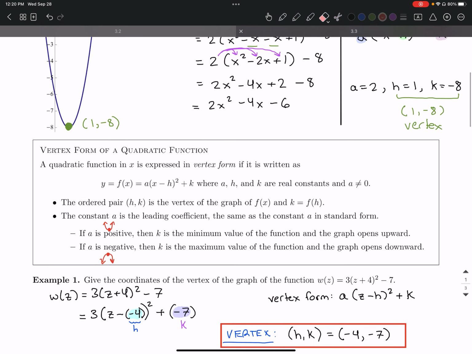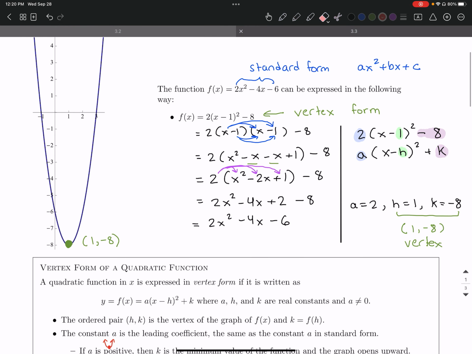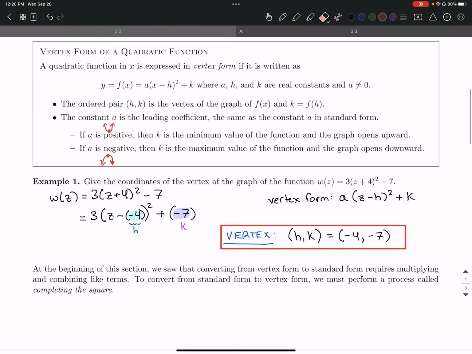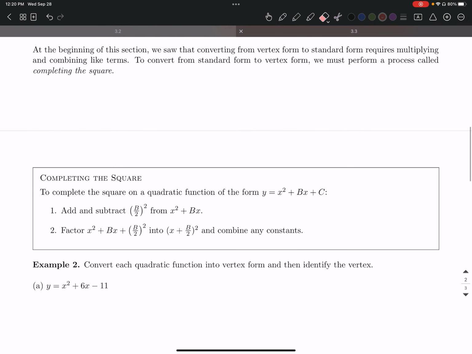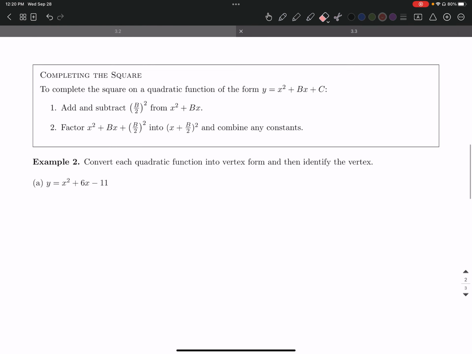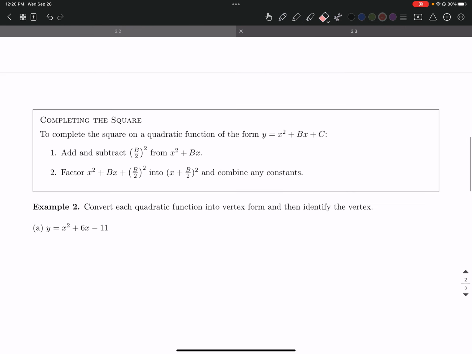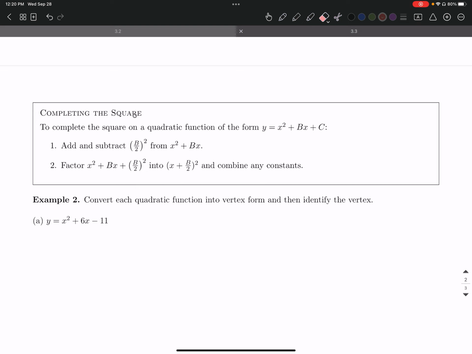We kicked off this section by seeing how to convert from vertex form to standard form simply by multiplying everything out and combining like terms. However, we do not yet know how to go from standard form to vertex form. And that is the topic of the rest of what we're going to talk about today. Going from standard form to vertex form requires a process called completing the square.